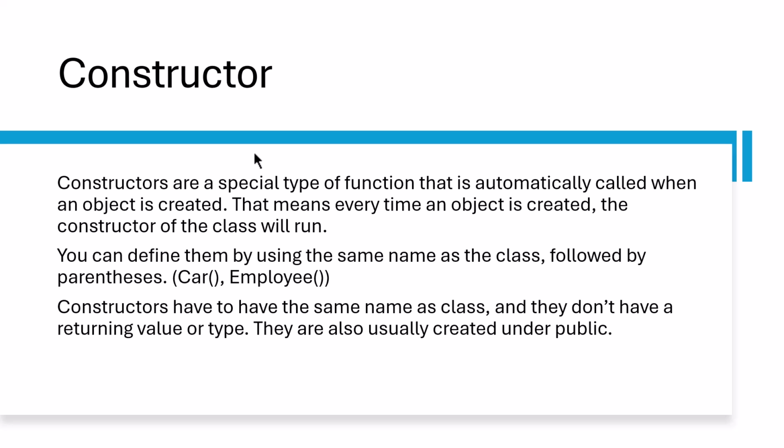Let's get to it. Constructors are a special type of function that is automatically called when an object is created. That means every time an object is created, the constructor of the class will run. The way you define them is you just name the function same as the class and follow it by parentheses. This is important because constructors have to have the same name as your class, and they also don't have any returning value or type, so unlike creating regular functions, you don't type the returning type, you just type the name. And constructors are also usually created under public, so keep that in mind.